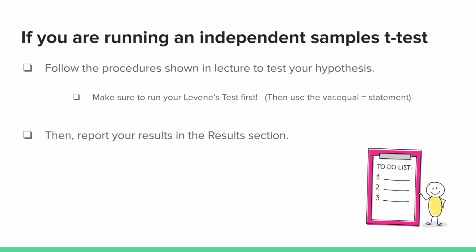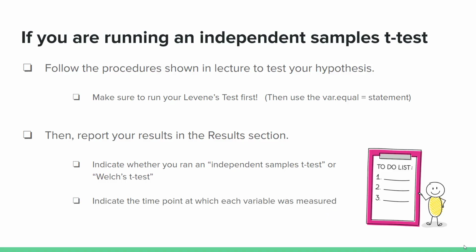And so we're going to go over that in a couple minutes. And when you do that, make sure that you indicate on the poster whether you ran an independent samples t-test or Welch's t-test, so that we know whether you had to make a correction for the violation of assumption of homogeneity, say that 10 times fast. And so make sure to let us know which one you ran. Also, be sure to indicate when each of your variables was measured, and so was it at pre-test or at post-test? Make sure to specify that as well.